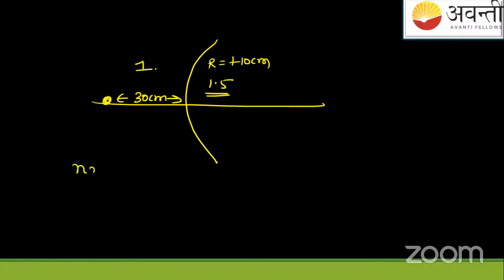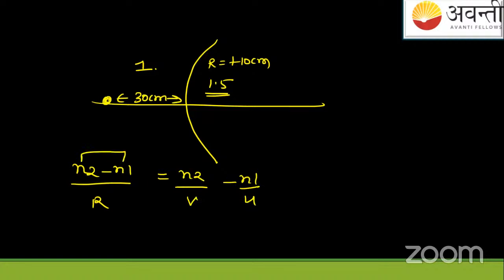If you apply the formula, this is what? N2 minus N1 upon radius of curvature equals N2 upon V minus N1 upon U. Okay? If you subtract, this will give you what? 1.5 minus 1. Very good. So Sonali has already given the answer. This is what? 90 centimeters. Okay, let us check it out. Is this 90 or not?